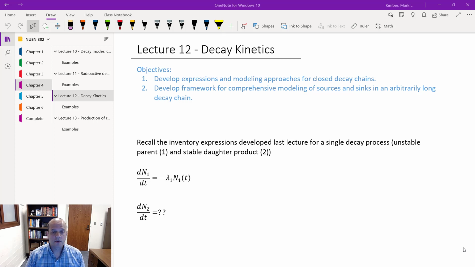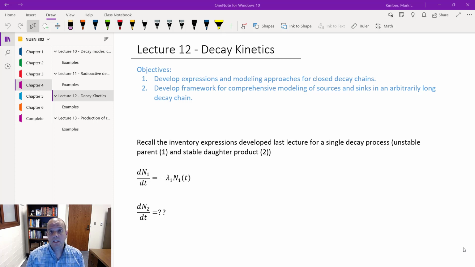Today's lecture, we're going to go into more detail on a lot of those concepts. We're going to look at decay chains that are closed, meaning that I start with some radioactive isotope and it decays until it reaches a stable isotope. So that's an example of a closed system, a closed decay chain. We'll first explore those, and then towards the end of the lecture, we will venture into the modeling approach that one would take when we have sources and sinks for each of the isotopes.